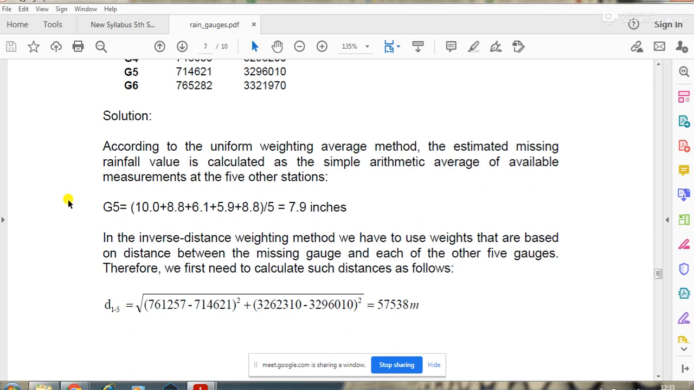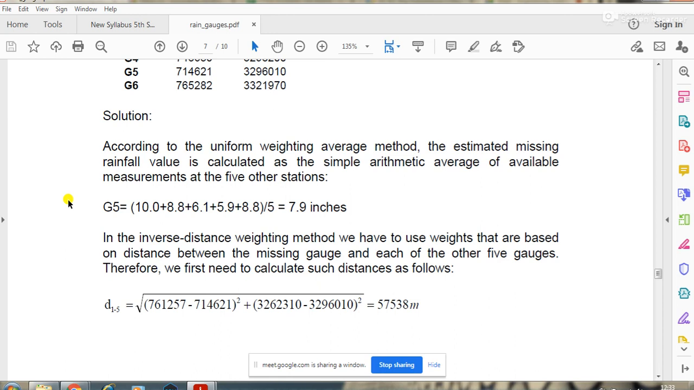So this is the very simple method where the missing value will be calculated with the help of the other available values for that particular month, and from there we will be going for the calculation. Now in the next part we will be talking about the inverse distance weighing method. Here you can understand that two words are given, one is inverse and another one is distance. So you will need to inverse the distance.